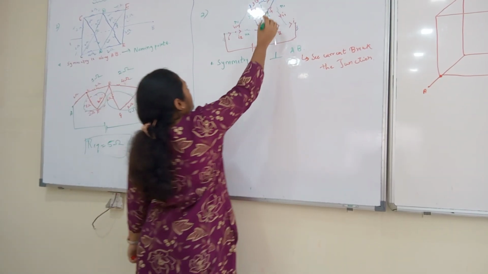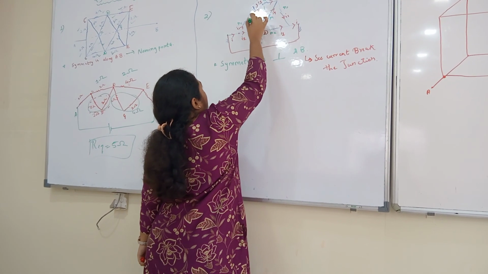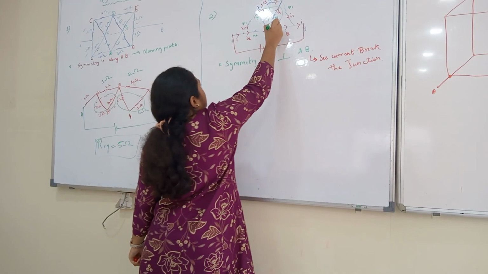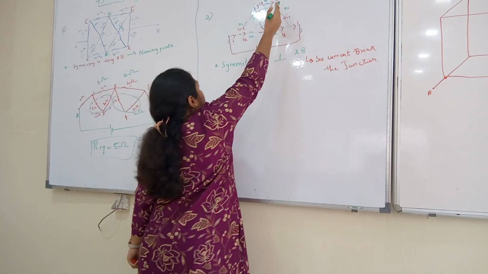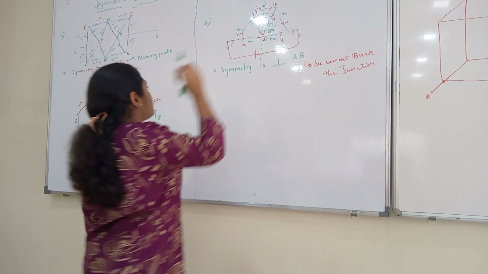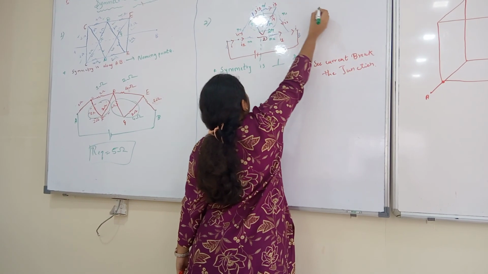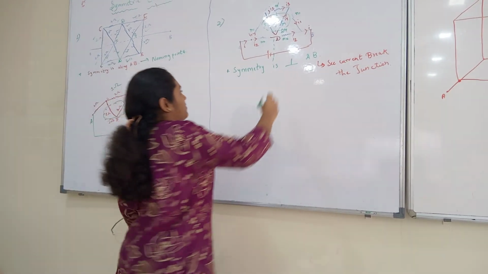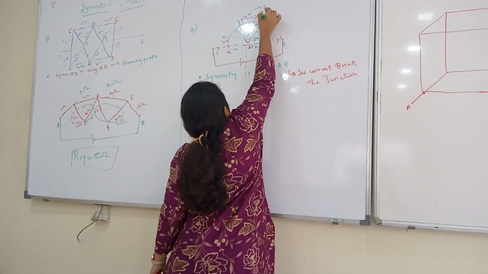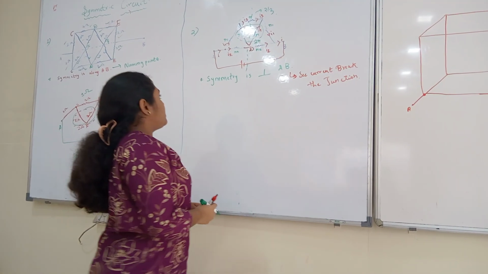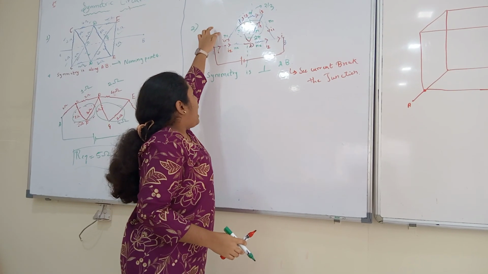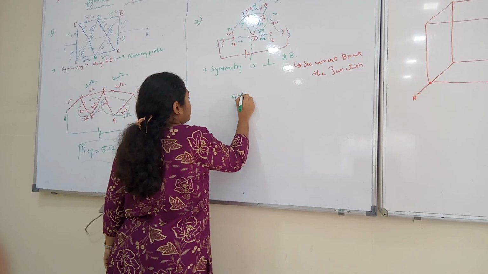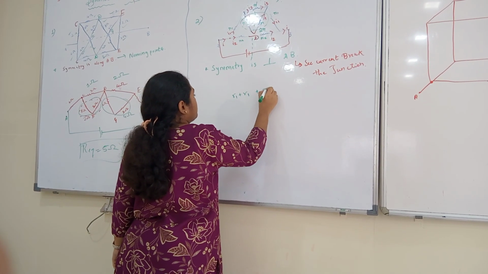Now you are able to observe that these two are in series, so series 2R, which is in parallel, and it becomes 2R and R parallel, 2R by 3. This R1, R2, 2R by 3. R1 plus R1 plus 2R by 3.